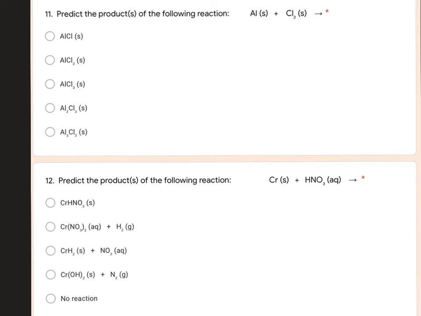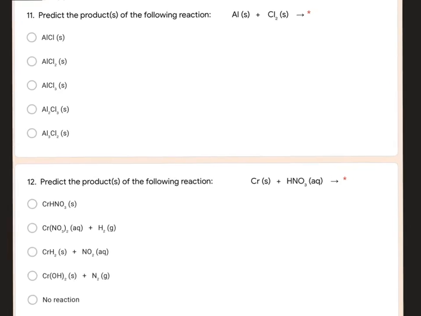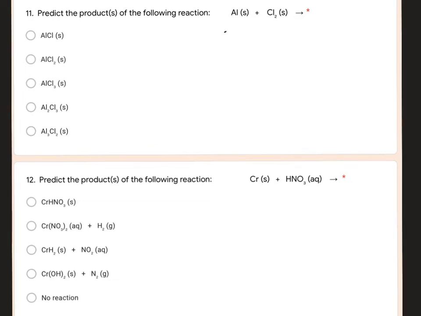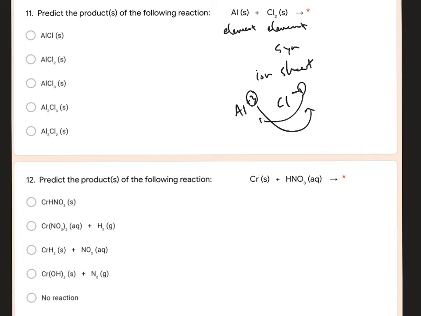Okay, question 11. Predict the following here. You have an element plus another element. So this is only going to be a synthesis reaction, which means you'll need your ion sheet to figure out what forms here. Aluminum forms a +3 charge. Chlorine forms a chloride ion, which has a -1 charge. So remember, we take the charges and flip them to the other side, right? -1, so the 1 comes down over here. So we end up with AlCl3 as the correct product here. So that should be this answer.